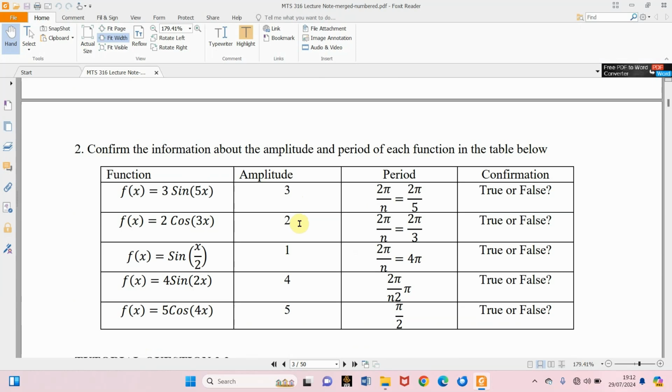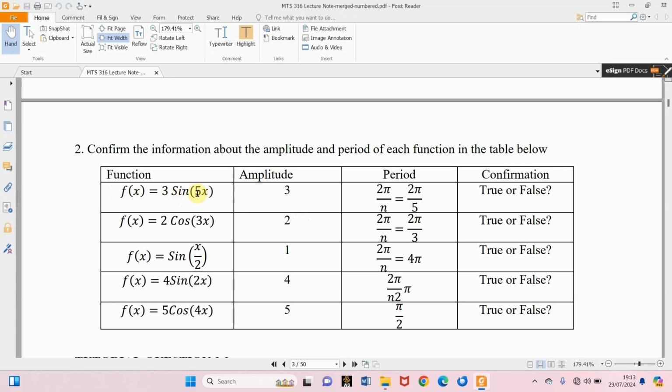So what about the period? One thing we can use is 2 pi over n to calculate it. Here, n is the coefficient of x. Let's consider the first question, f of x equals 3 sine 5x. You can see that n is 5, so 2 pi over n is 2 pi over 5. For the second example, n is 3, so we obtain the period by calculating 2 pi over 3. So we can see that the period and the amplitude are correct.